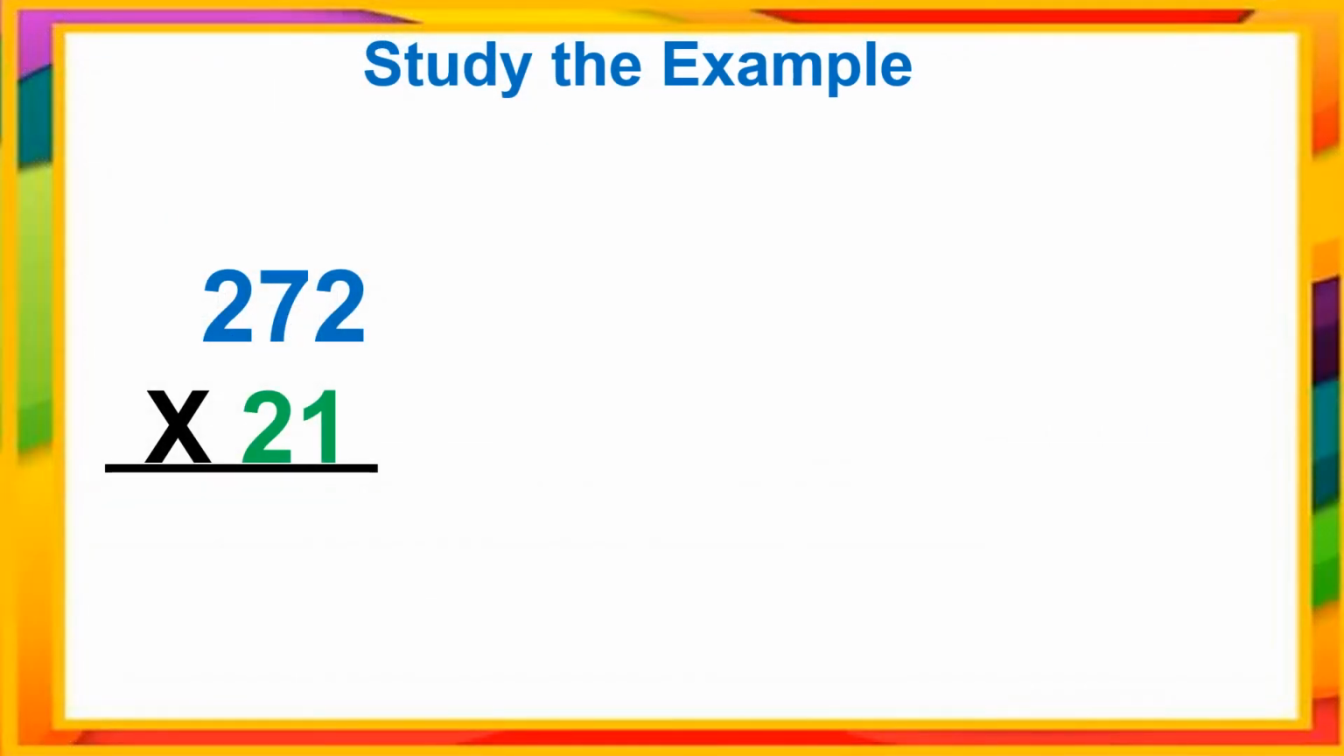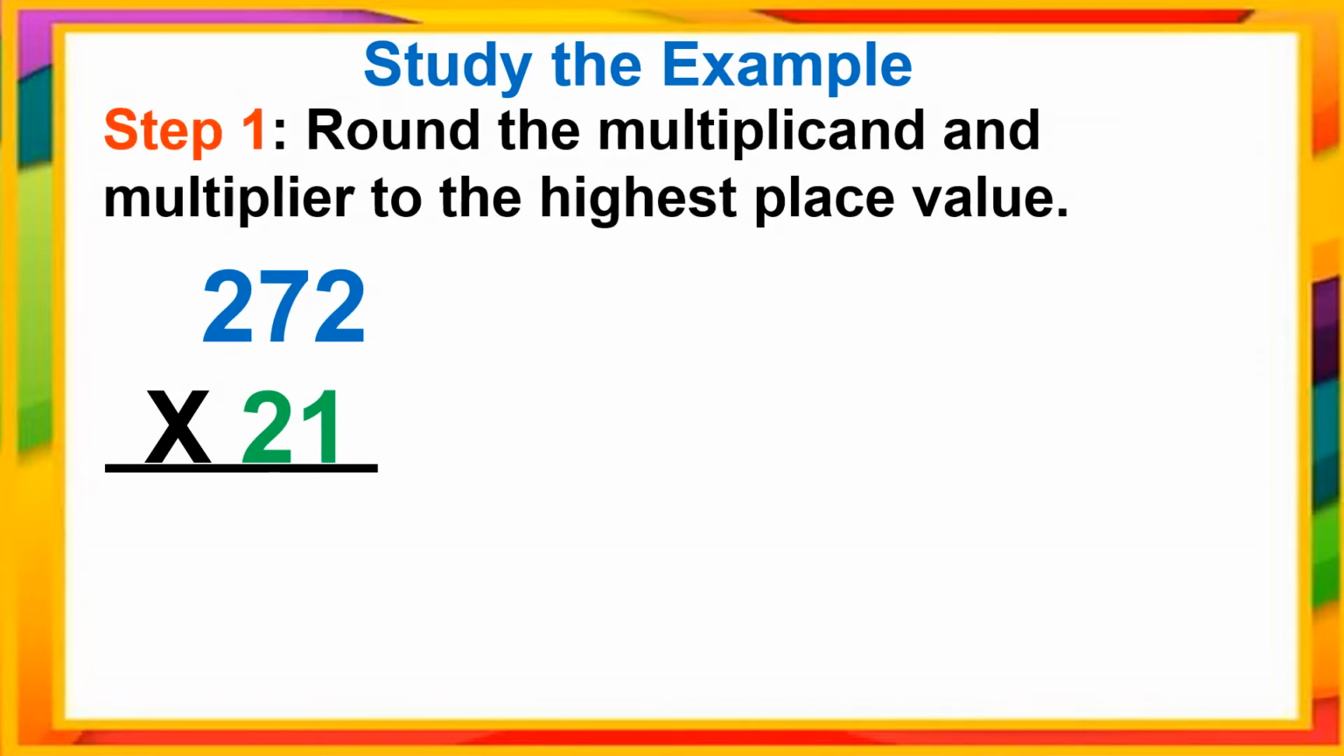Let's have this example. We have 272 times 21. We're going to follow the steps on how to estimate this. First, we round the multiplicand and multiplier to the highest place value. Look at 272. It is a 3-digit number, and the number that has the highest place value is 2, which is in the hundreds place. Then we look at the number at the right of 2. Can you tell me what number is at the right of 2? Exactly, this is 7.